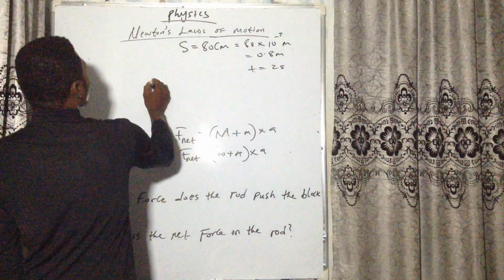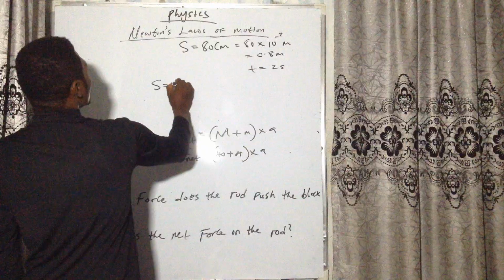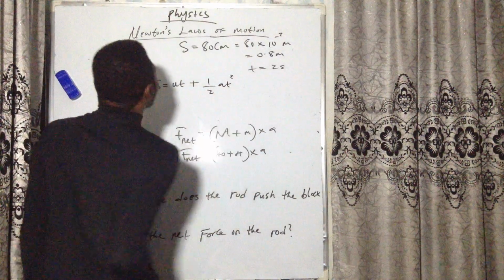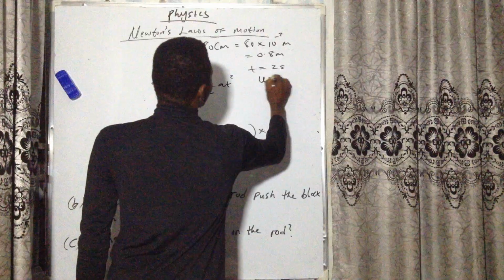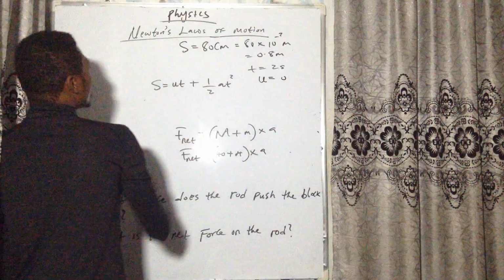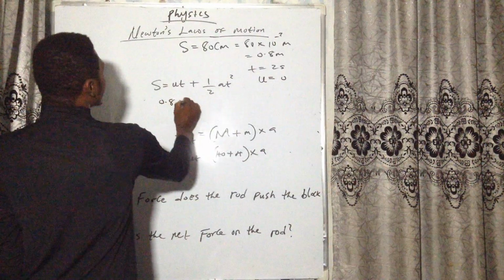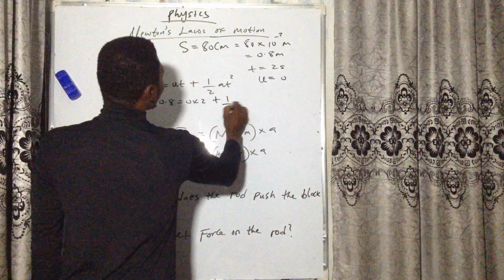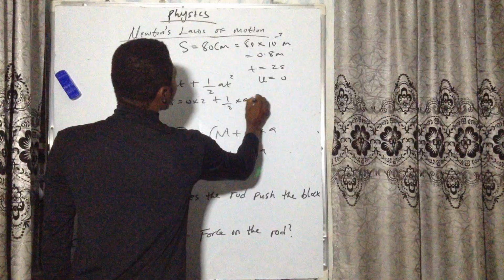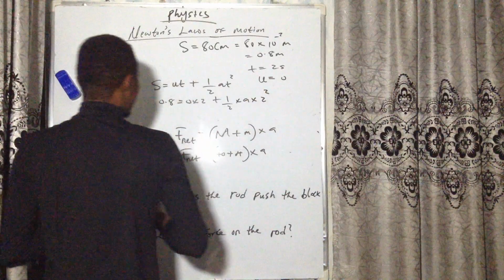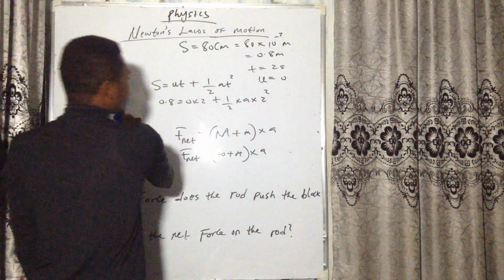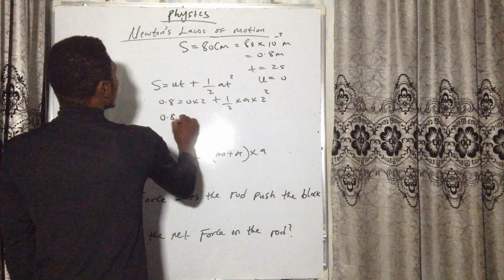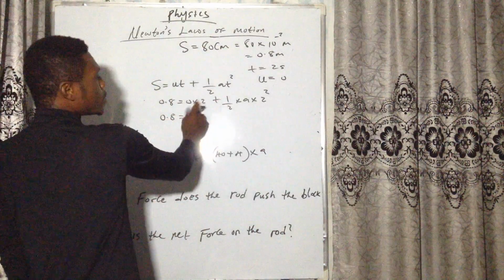So from this equation, x equals ut plus 1/2 at squared, u is equal to 0. Okay? So we now have 0.8 is equal to 0 times 2, then plus 1/2 times a times 2 squared. So we now have 0.8 is equal to, this is 0 now, okay?